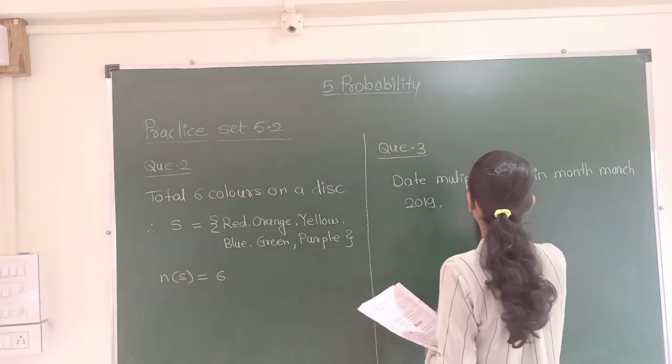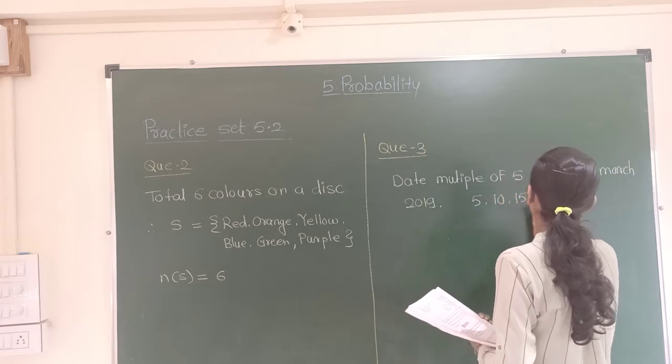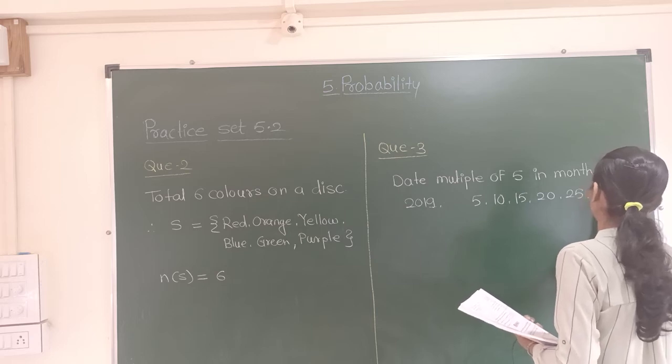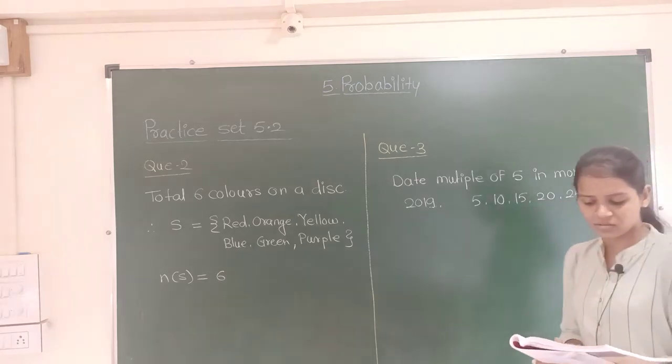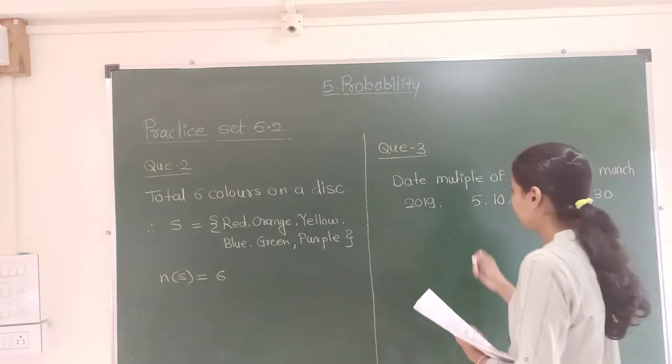Which are they? See, 5, 10, 15, 20, 25 and 30. Okay, these are the dates from the month March 2019 which are multiples of 5. These all dates are multiples of 5. Now you can look in the calendar and write the days for the dates.